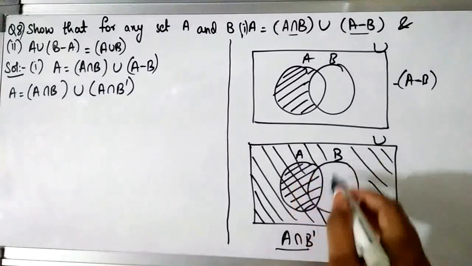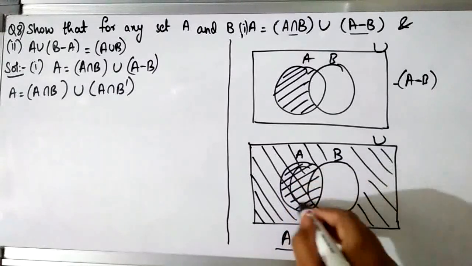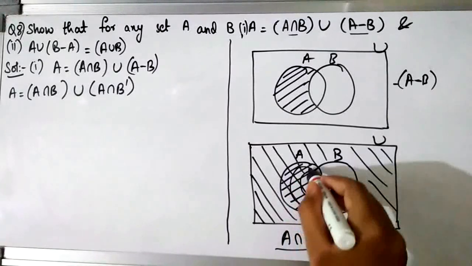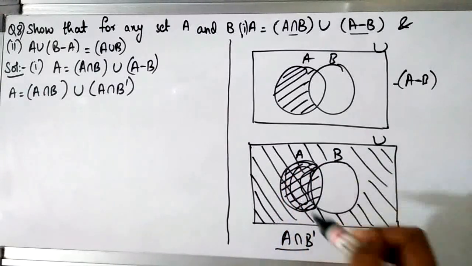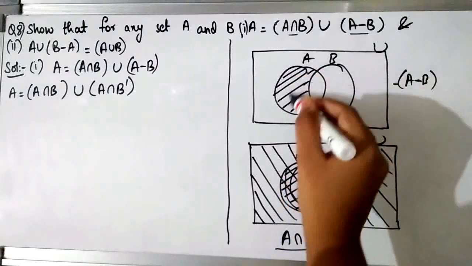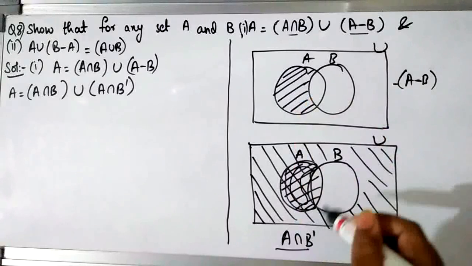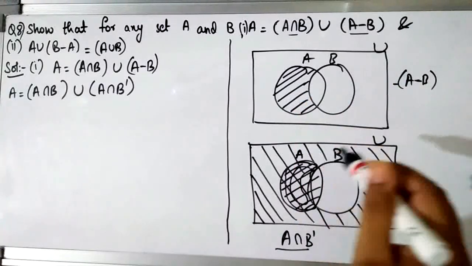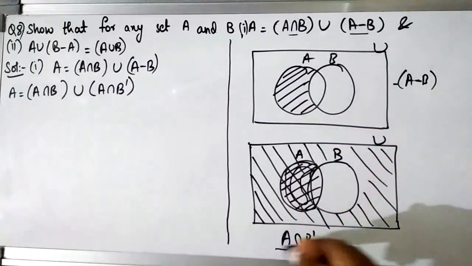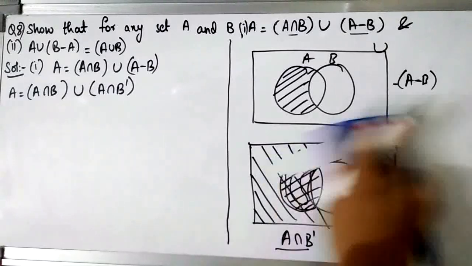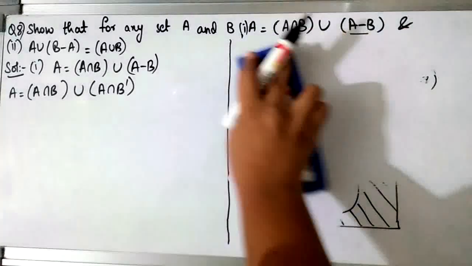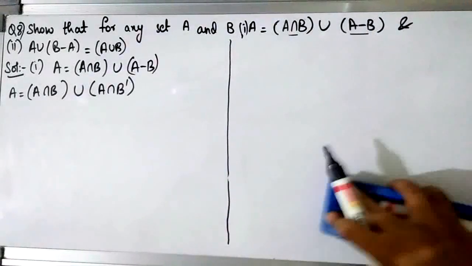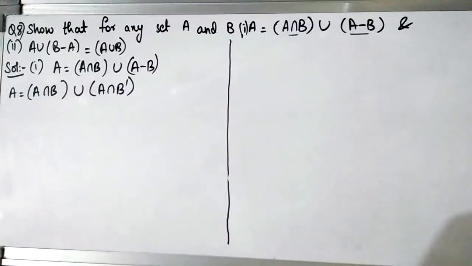Now where are these two shaded regions meeting? They are meeting in this leftover part of A. And what is that part? That is nothing but the same shaded region we made over here. So with this Venn diagram, I hope it's clear that A minus B and A intersection B complement are the same. So in place of A minus B, we can write A intersection B complement.